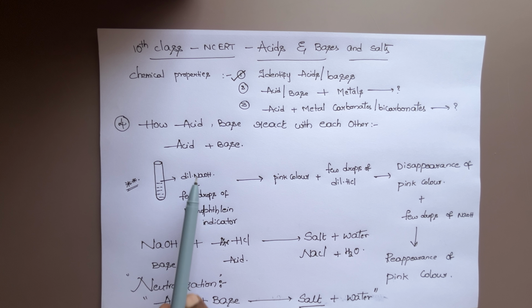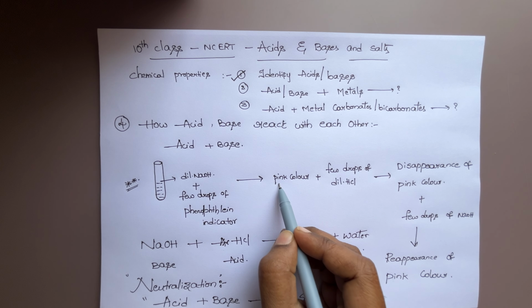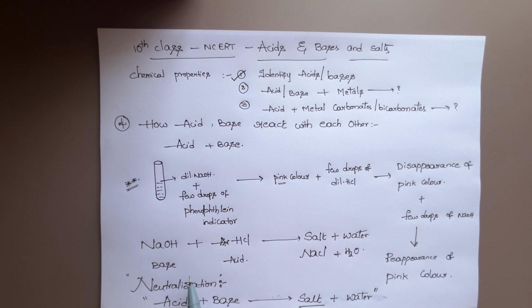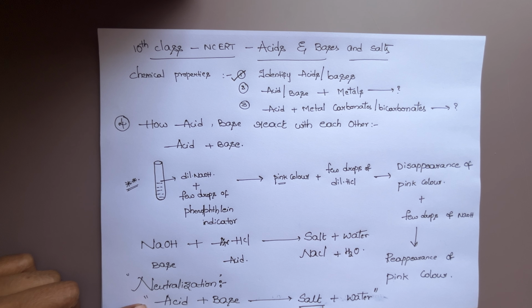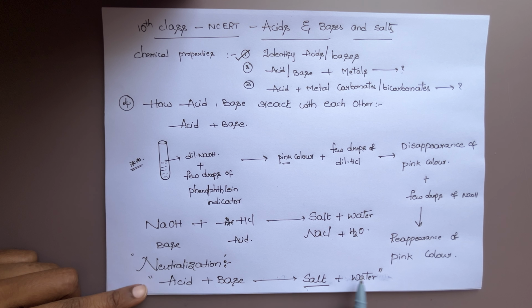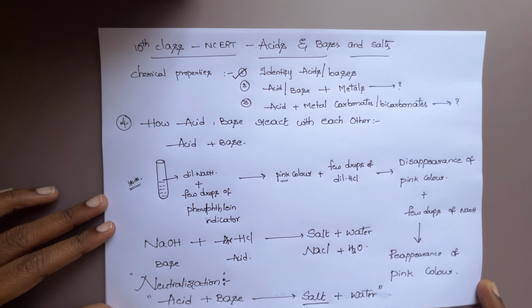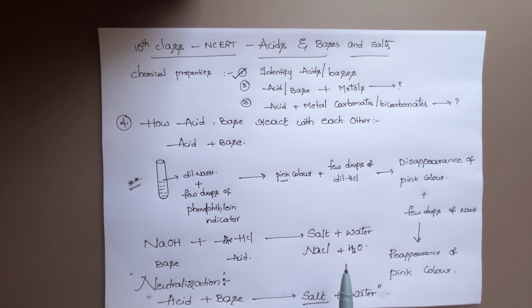One more thing among these: in examinations, particularly competitive exams, they will ask you what is the phenolphthalein color in base? It usually gives pink color. And they will also ask what the products of neutralization are. Acid reacts with base and forms salt and water. So these are the products. This is about the fourth property of acids and bases. In the next video we will continue with some more properties.